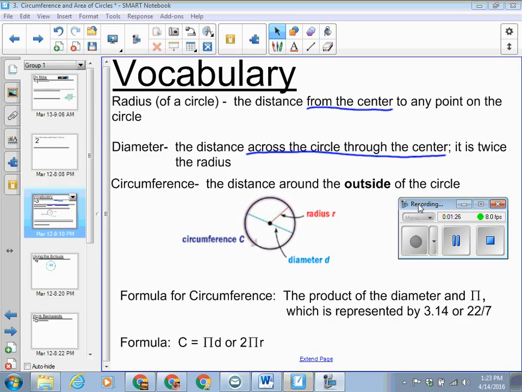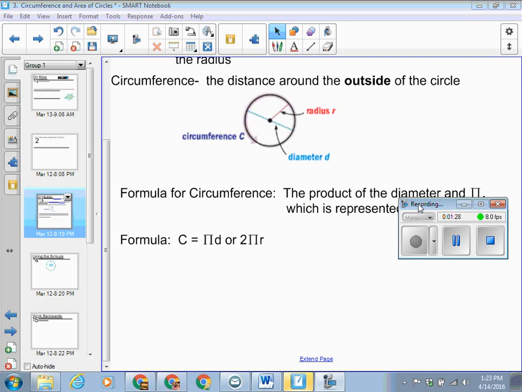And then for circumference, we say, in math symbols, circumference equals pi times diameter, pi d, or 2 pi r. Because 2r, twice the radius, is the same as the diameter.